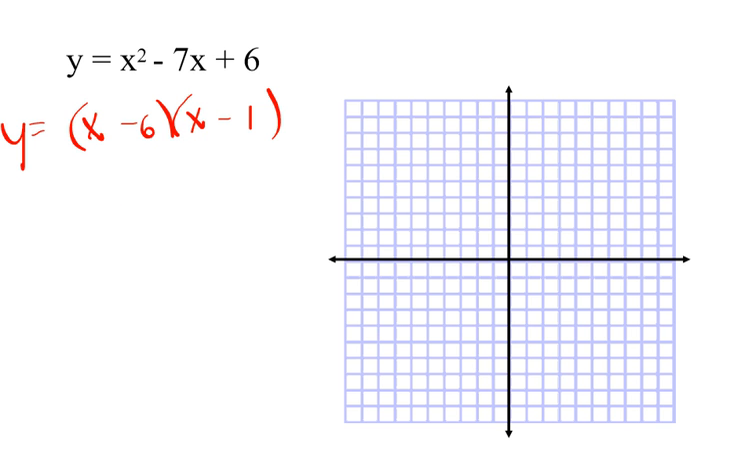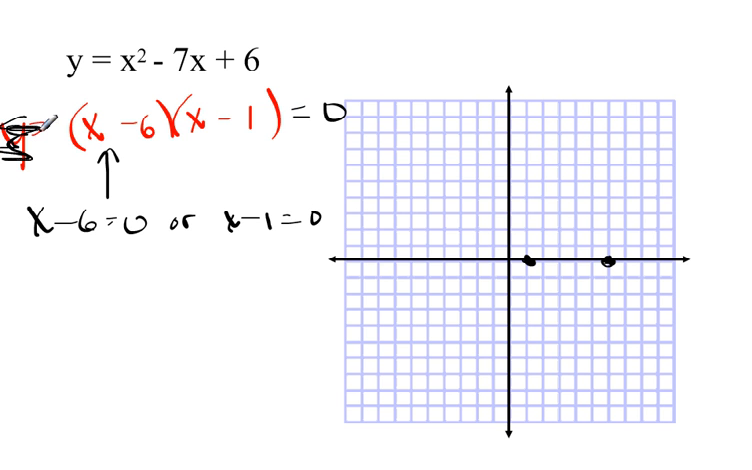To get my intercepts now, I just take the opposites of these. So I'm going to say positive 6 and positive 1. Okay, again, x minus 6 is 0, or x minus 1 equals 0. If I make this all equal to 0 for my y, my height is now 0, which means I'm going to find my intercepts, my x-intercepts. So x equals 6 or 1.